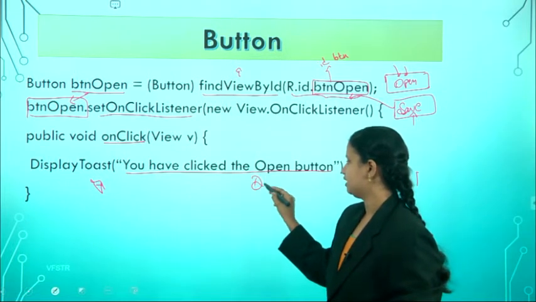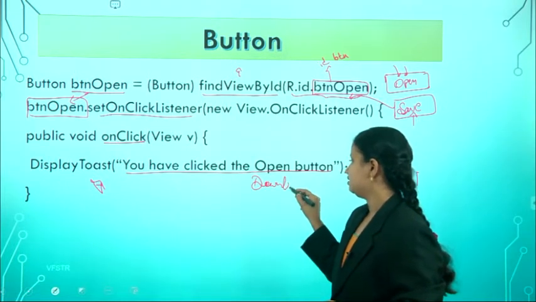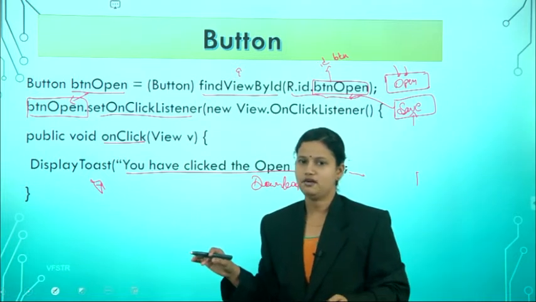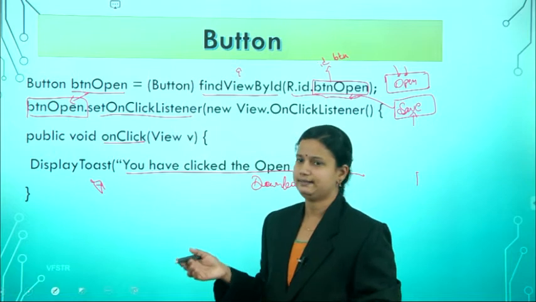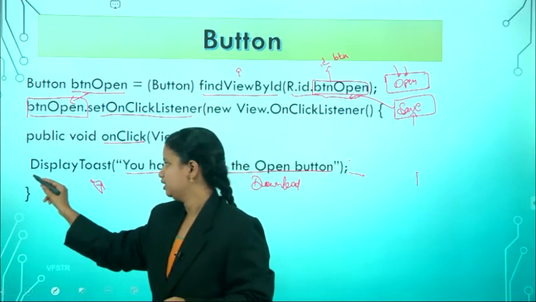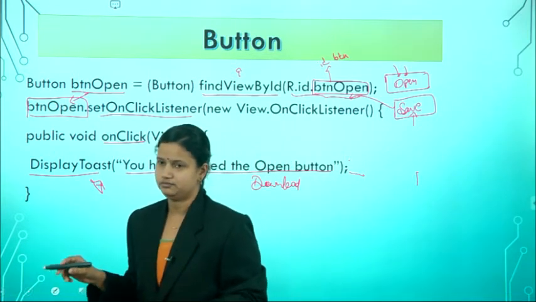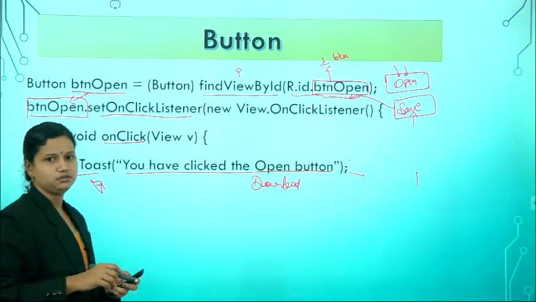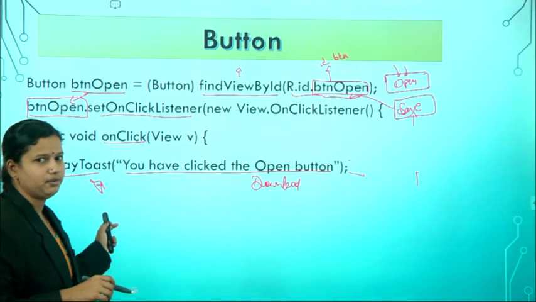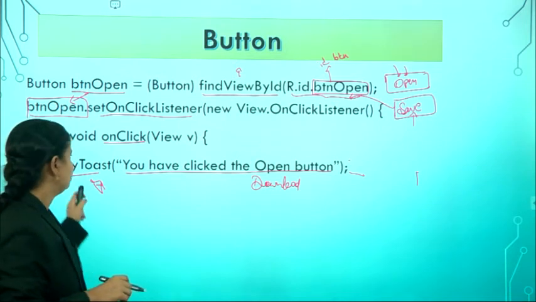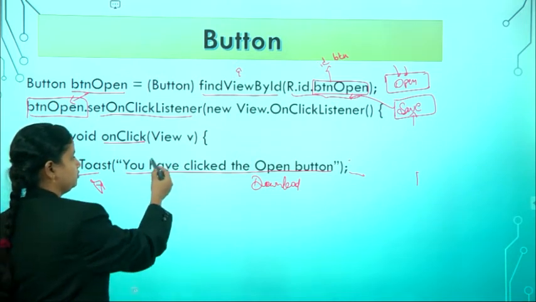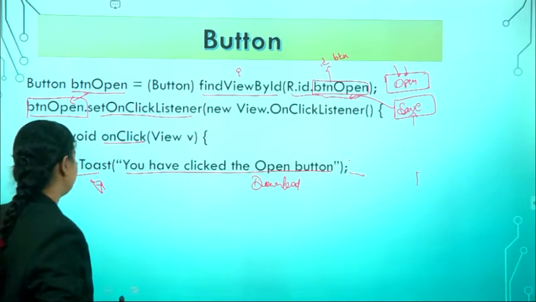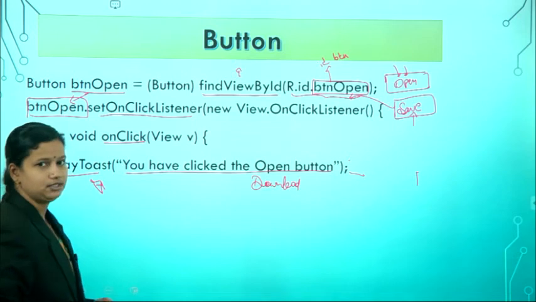So based on the button that is pressed, that message is to be displayed. How we have to display that message is that we have to write a method. We are implementing a method called display toast. The display toast method will be implemented next. The work it does is simply displaying a message, so we are calling the method display toast.